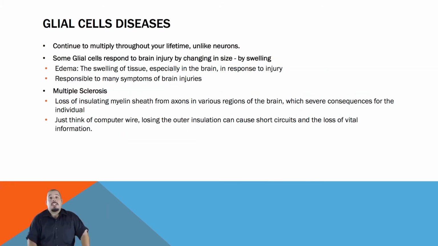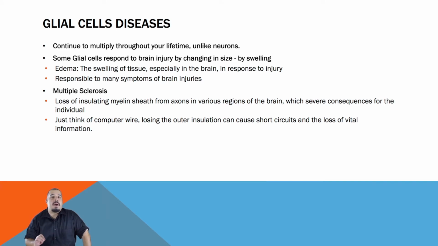Glial cells are not immune to disease. Unlike neurons, glial cells continue to divide throughout your lifetime to create new glial cells. There is a consequence. They may form many of the types of tumors that may arise in the brain. Where there is a brain injury, glial cells, especially astrocytes, respond by swelling. Astrocytes also directly influence local brain chemistry, so they may have been implicated in diseases that result from changes in neuronal excitability, such as epilepsy.